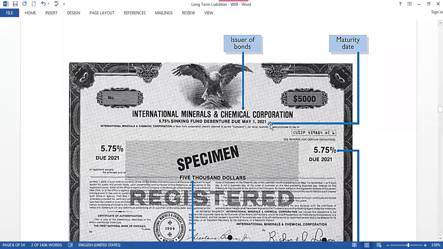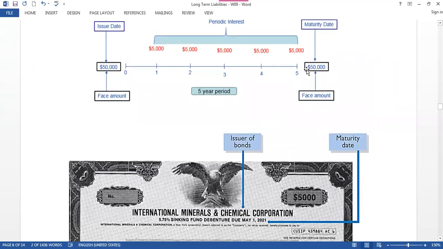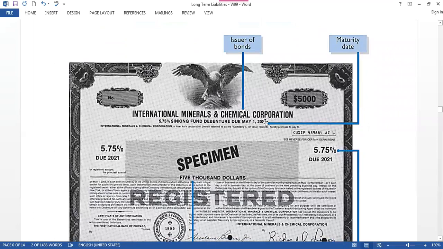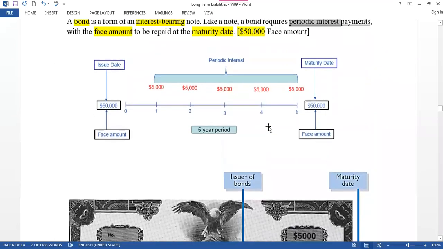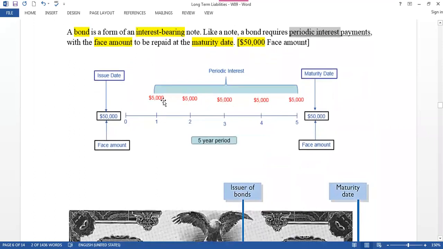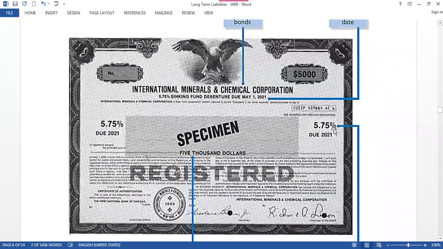And the bond will have a maturity date, because I told you that at the end of the maturity date, you are liable to return this money, right? So this is the maturity date. And you are liable to pay interest every year. How much interest you are liable to pay depends on the amount of interest mentioned in the bond certificate. Here it is mentioned that it is 5.75% interest.